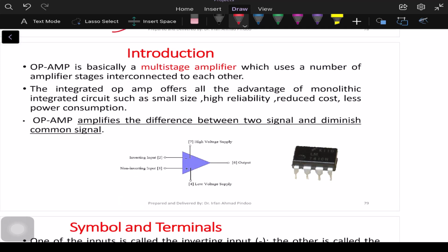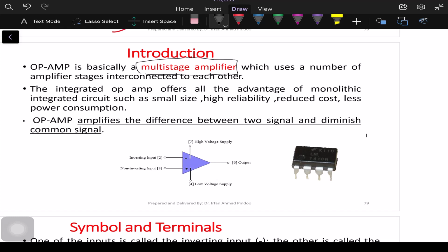Depletion MOSFET is not part of our syllabus, so we will not be covering that in this video. Now let us start the second topic, operational amplifiers. Now what are operational amplifiers? They are nothing but multi-stage amplifiers.